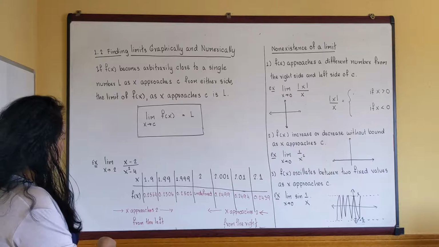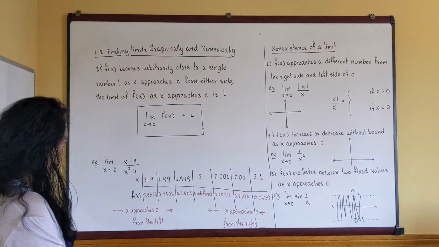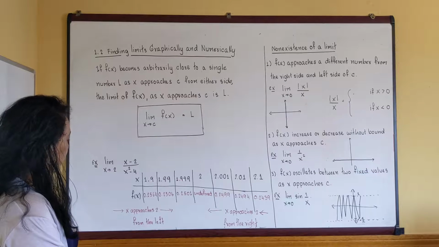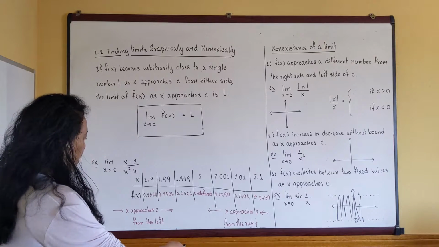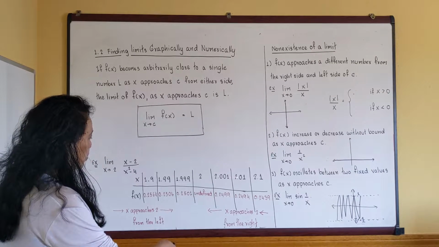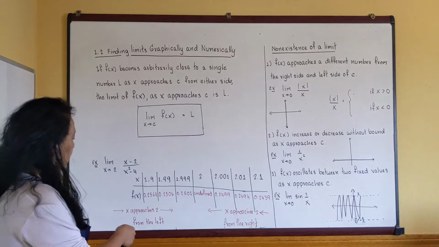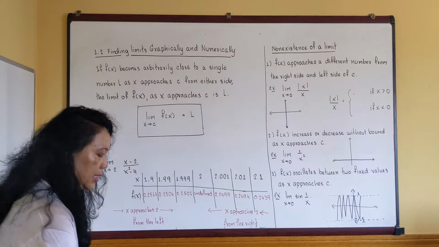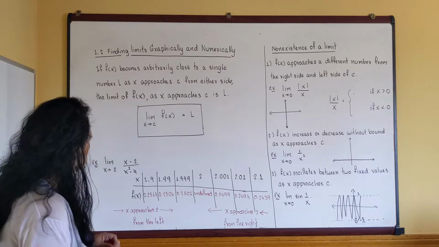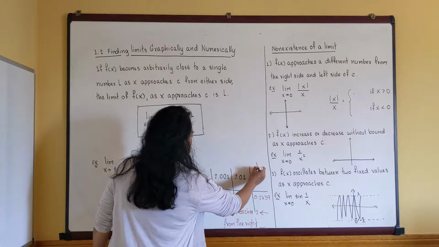Now if I pick a number that's close to 2 from the left, I can start from 1.9, 1.99, 1.999. As you can see, it's getting closer and closer to 2. From the right it's the same thing: 2.1, 2.01, 2.001. Now we're going to take all these numbers, plug them into the formula and get the numbers for f of x. So let's pick this one right here.